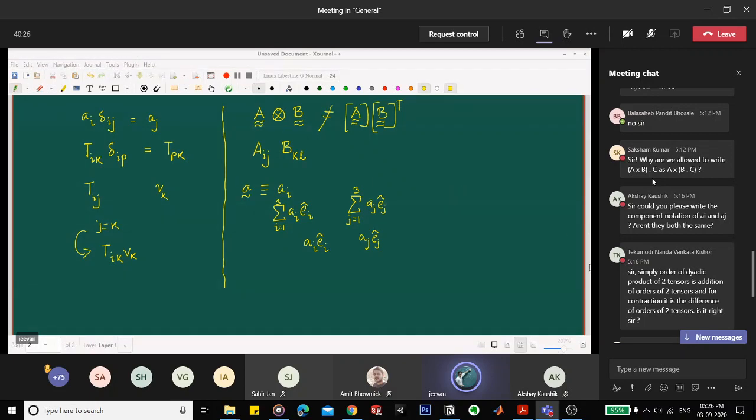After that, we have the question from Tekumundi Nanda. He's asking, sir, simply order of dyadic product of two tensors is addition of orders of two tensors, and for contraction it is the difference of orders of two tensors. Is it right, sir? So the first part of your question is correct. If you are taking the dyadic product of two tensors, the resulting tensor will have an order which is simply the sum of the orders of the two original tensors. But the contraction is not so straightforward. So let me show it here on the writing pad.